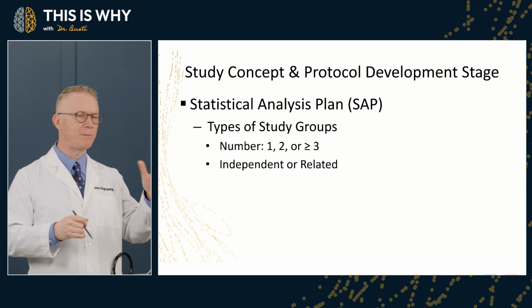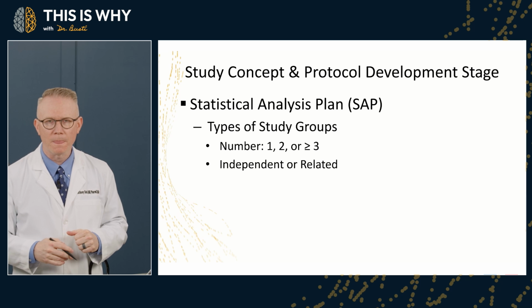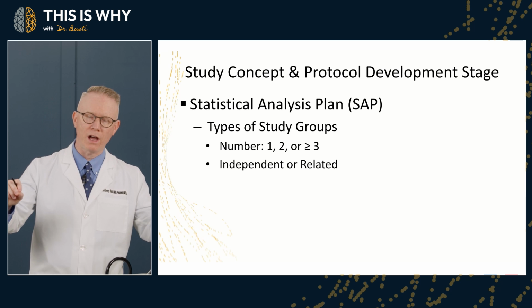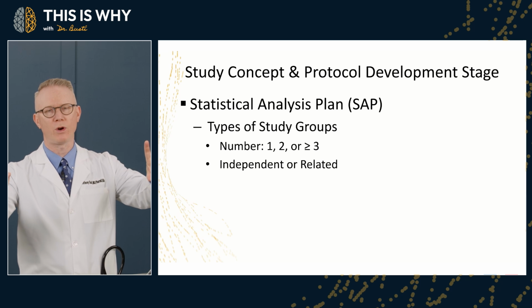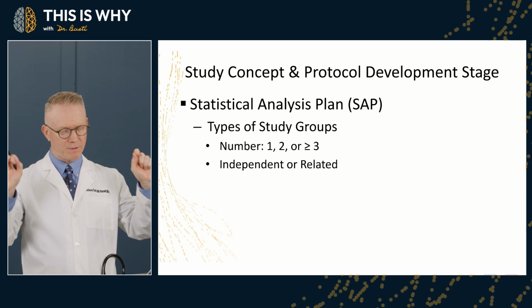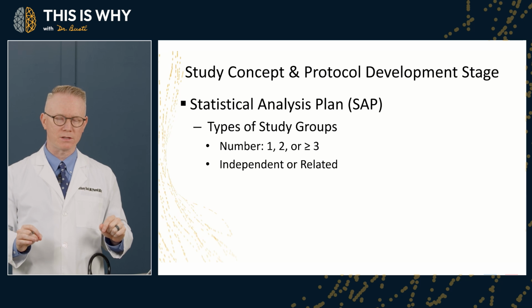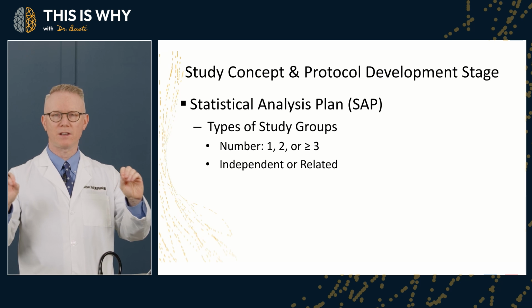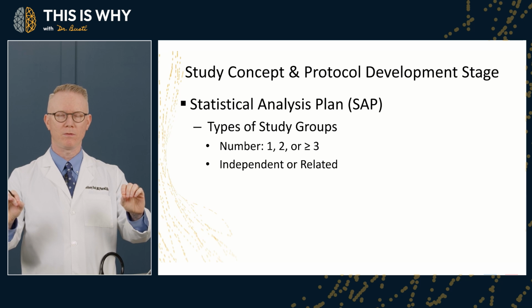Are those groups the same patients, or are they independent of each other? So when you think of a typical randomized controlled trial, patients are randomly assigned to one or the other group, and you follow them forward in time until the end of the study. They never cross over in a typical randomized controlled trial. The patients in those two groups are independent of each other. They're not the same people.